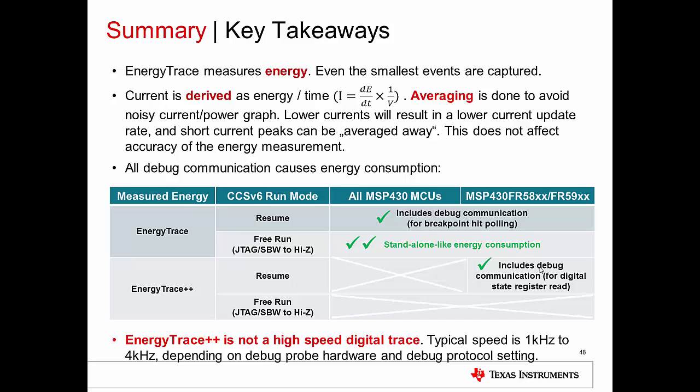All right, one last thing I do want to mention is to keep in mind energy trace plus is not a high-speed digital trace. Like I was mentioning, the typical sample rate is between 1 kilohertz to 4 kilohertz. And we've seen that instance where the ADC wasn't showing up because the transition happened so fast that the EasyFET wouldn't capture it. Now, of course, if you use the MSP430, it will most likely catch that because the MSP430 has a much higher sampling rate on the energy trace compared to the EasyFET here.